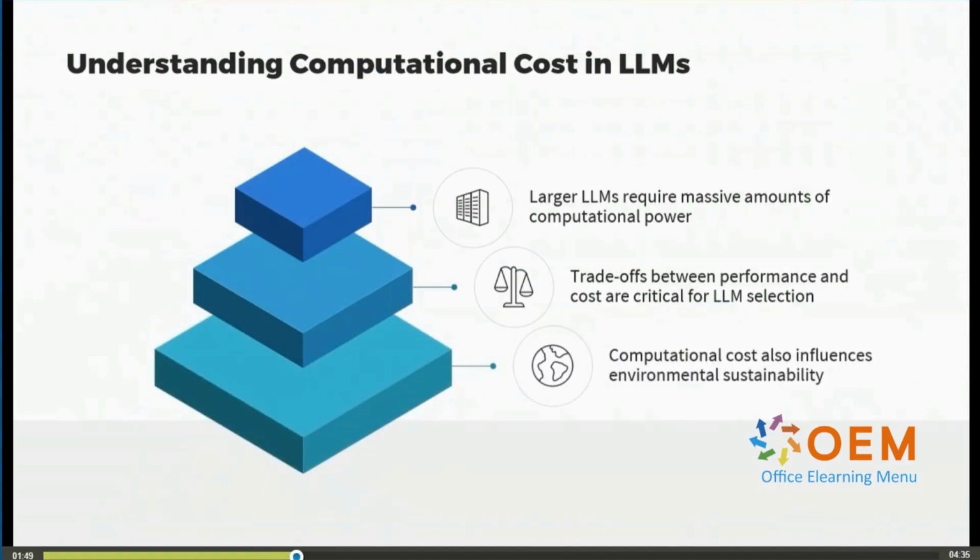The impact on environmental sustainability. Computational costs aren't just financial, they also have an environmental footprint. The energy consumption associated with training and running LLMs has sparked conversations about green AI and the importance of optimizing resource usage to reduce emissions.